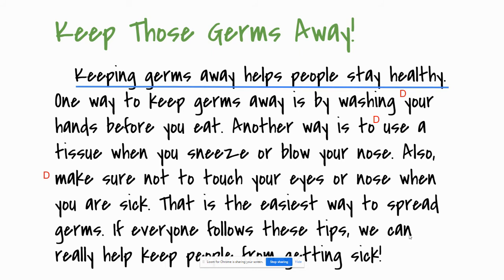Now let's read the whole thing without stopping. Make sure it makes sense. Keep those germs away. Keeping germs away helps people stay healthy. One way to keep germs away is by washing your hands before you eat. Another way is to use a tissue when you sneeze or blow your nose. Also, make sure not to touch your eyes or nose when you are sick. That is the easiest way to spread germs. If everyone follows these tips, we can really keep people from getting sick.